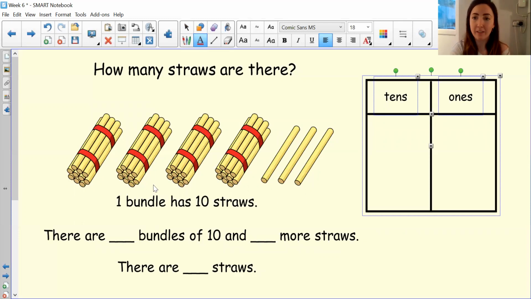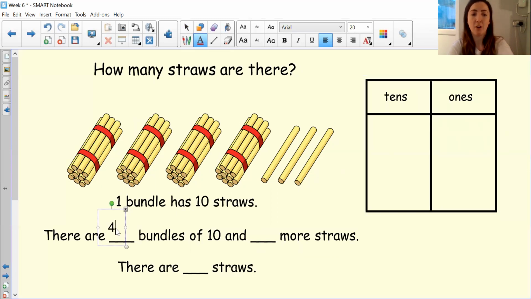So let's think about what we have just done with those birds. Now we know that there are 10 straws in each bundle, but how many bundles of 10 are there? Can you pause and have a count? That's right, there are 1, 2, 3, 4 bundles of 10. So down here, I'm going to fill in 4. There are 4 bundles of 10, which is the same as 4 tens.